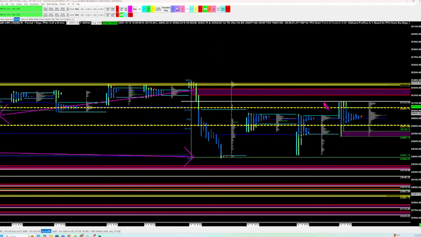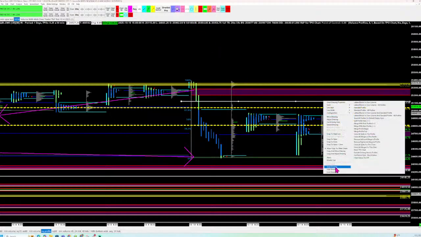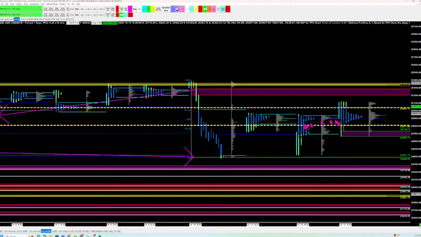So we'll go on to the hourly. Going to erase that, and we'll go on to the hourly. And so that's what that ends up looking like. So from the profile, I know I had a balanced day. 24,940 is the point of control.